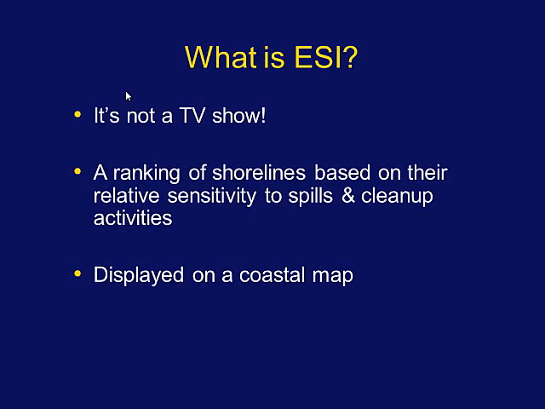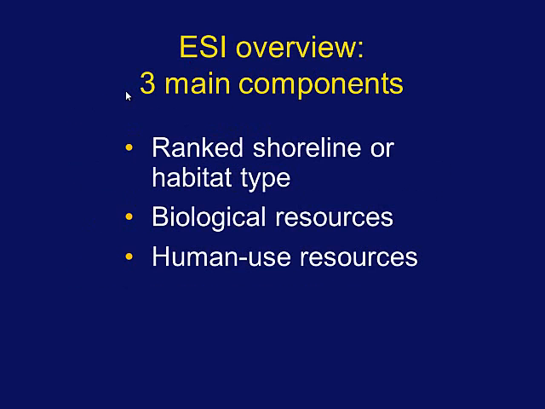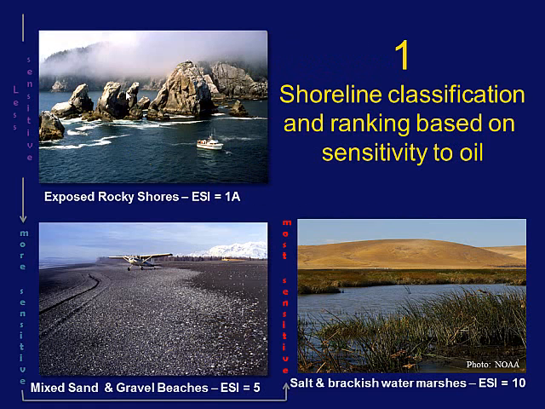They are a ranking of shorelines based on their sensitivity to cleanup and oil. They also contain information about human use activities and biological resources that occur in an area. And they're all displayed on these coastal maps, which again, you can have a paper copy of, an electronic PDF of, or you can actually use a GIS type system to look at individual layers and get more information about specific areas. So they have 3 main components. Again, shoreline type, biological resources, human use resources.